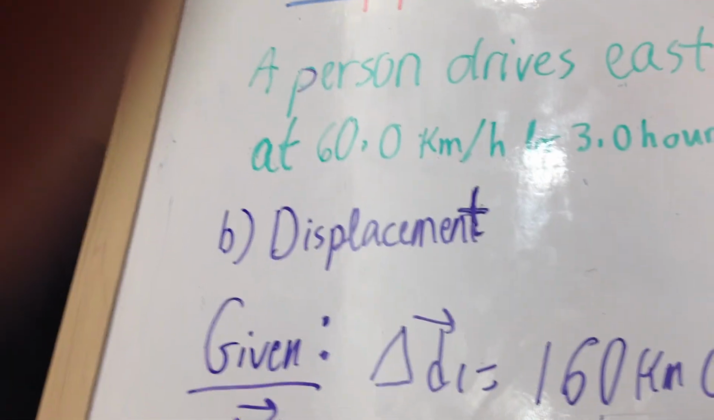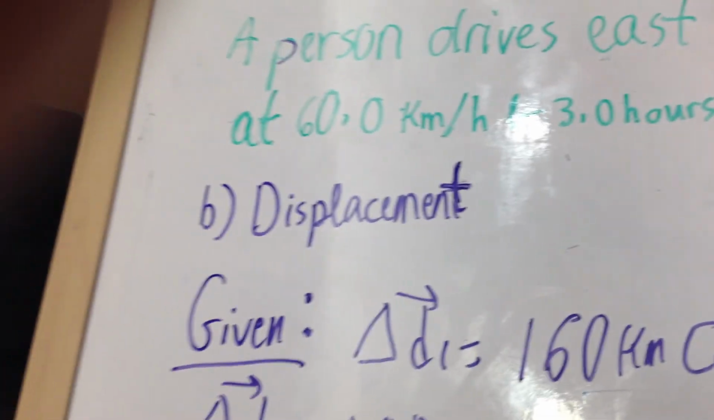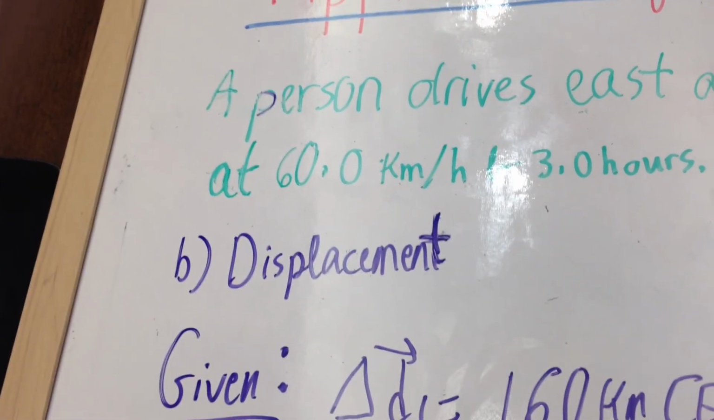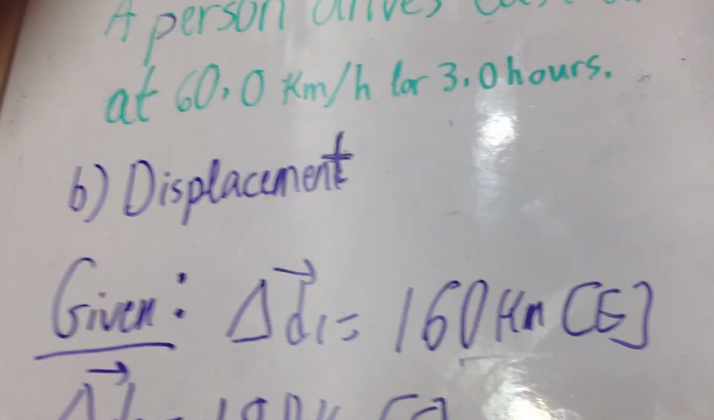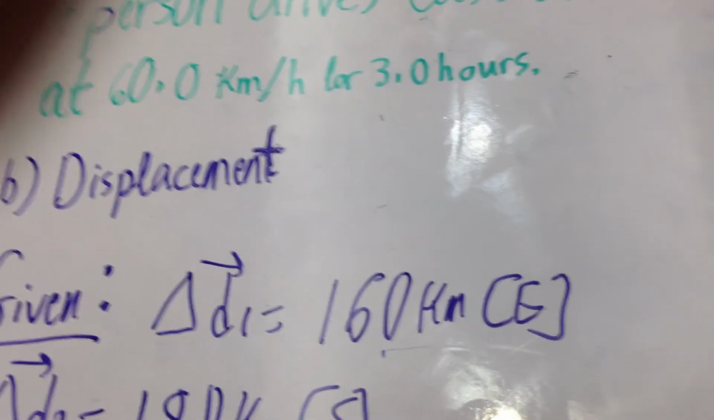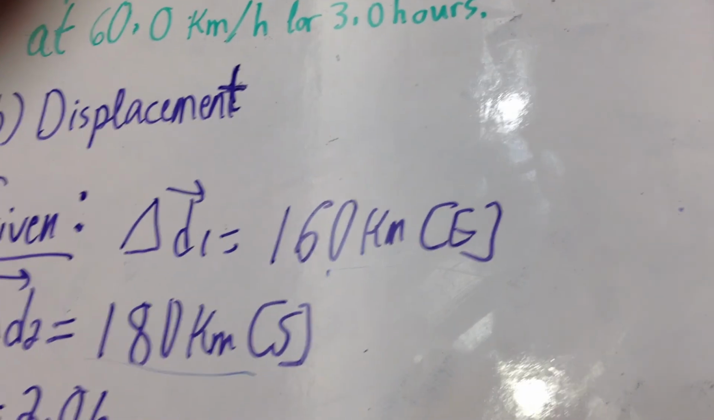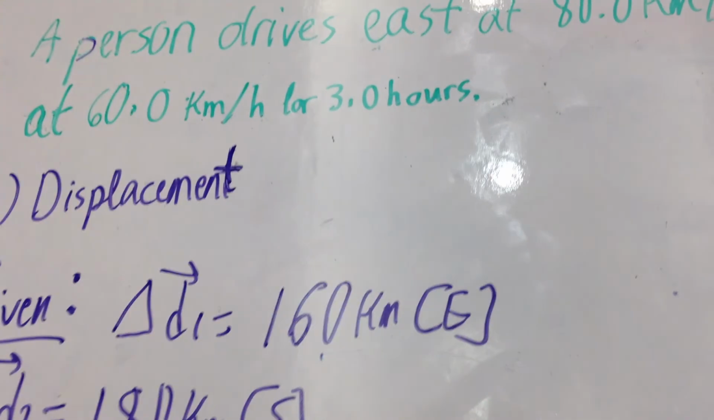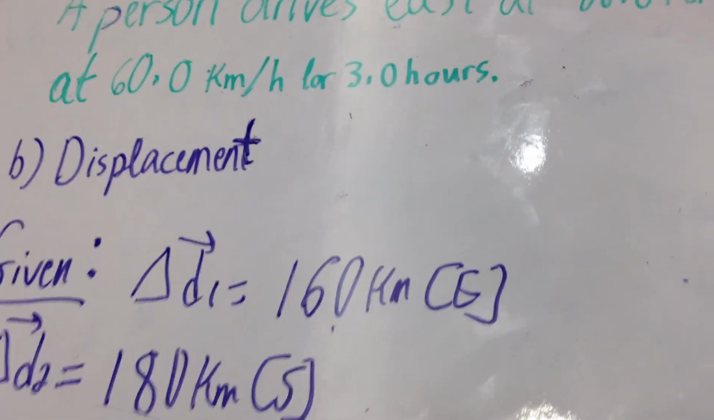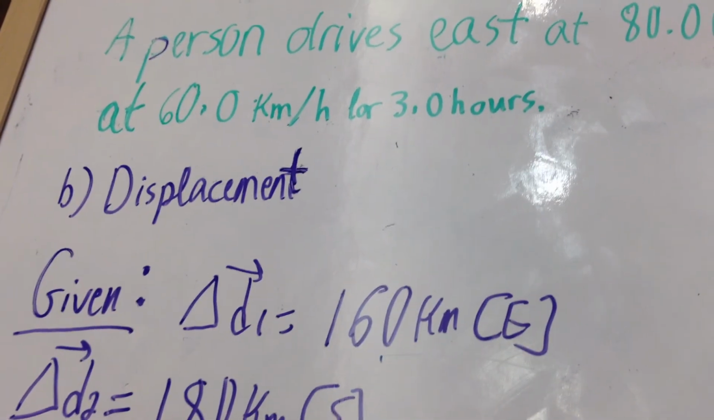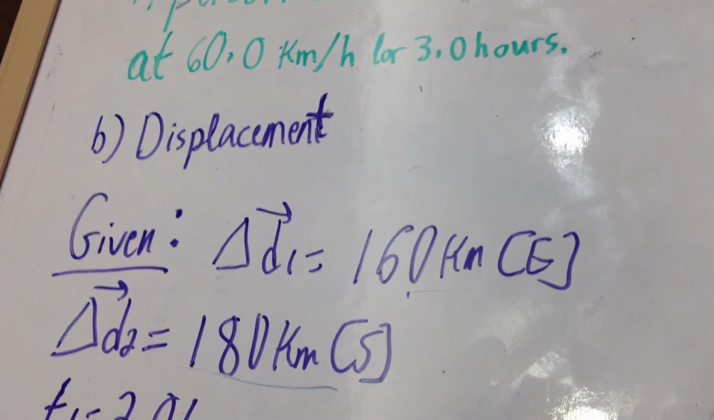Now the second part of the question is to calculate the displacement. Now let's see what we're given. We're given delta D1, which is 160 kilometers east, and we calculated this in our previous question when we took 80 kilometers an hour east and multiplied it by 2 hours.